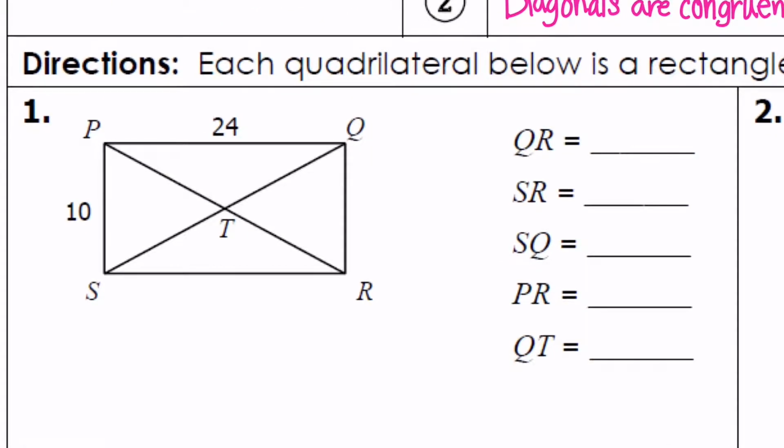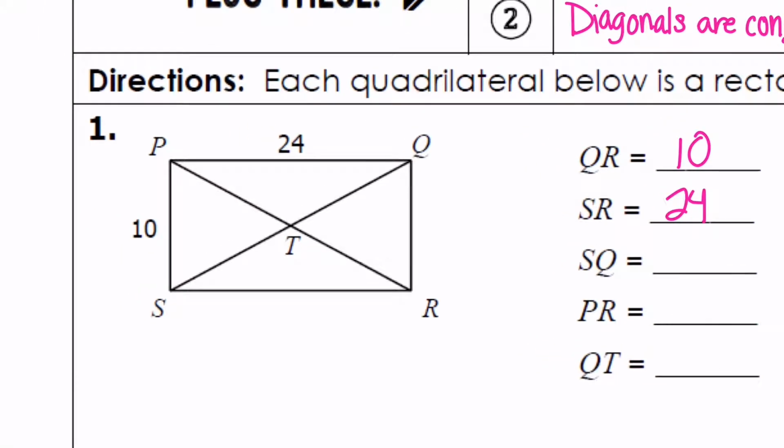So on number 1, we want to find QR. So since QR is opposite PS, that means QR is also 10. We want to find SR. Since SR is opposite PQ, then SR is also 24. Okay. Now, SQ, finding the diagonals is where we get a little tricky. But fret not, a big deal.